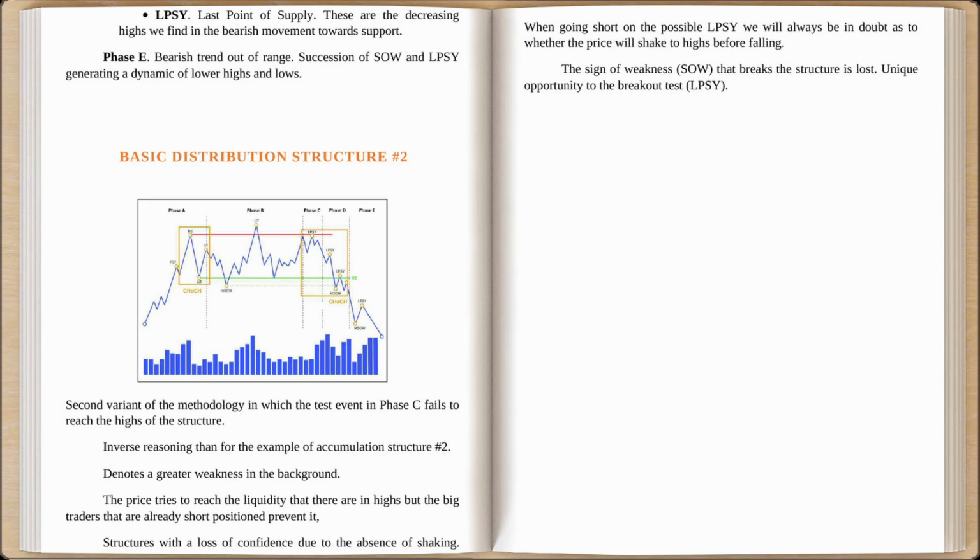Phase E, bearish trend out of range. Succession of SOW and LSI generating a dynamic of lower highs and lows. Basic distribution structure number 2.